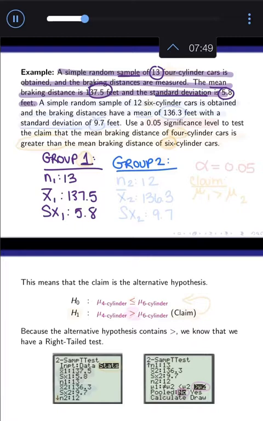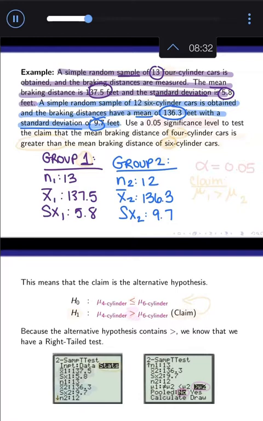Okay, group 2. The second set of information is about a simple random sample of 12 six-cylinder cars, and the braking distances have a mean of 136.3 feet and a standard deviation of 9.7 feet. So let's translate this. For our second group, the number in this sample is 12. The mean for the second sample is 136.3. And the standard deviation, the SX2, for this sample is 9.7.